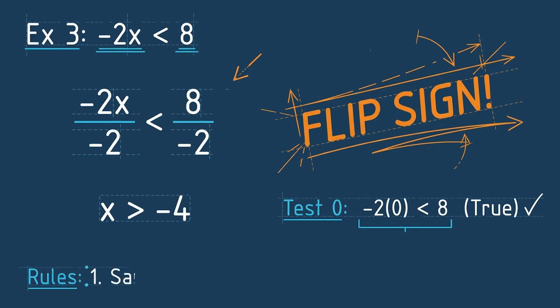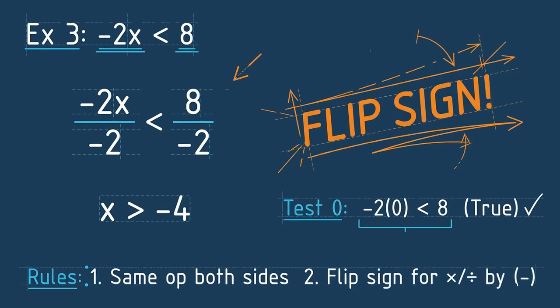So remember these two rules. Do the same operation to both sides, and flip the inequality sign only when multiplying or dividing by a negative number.